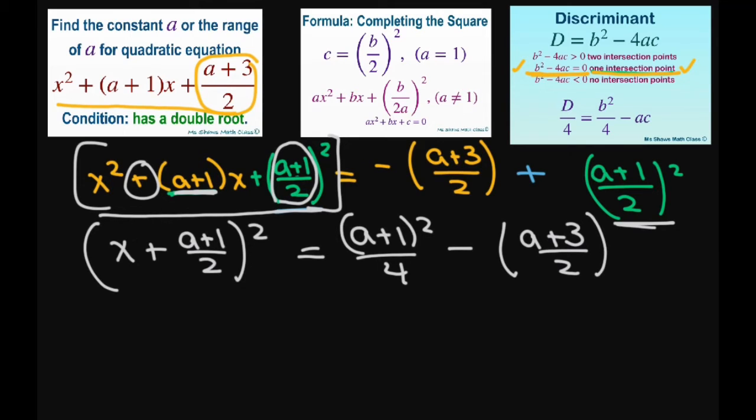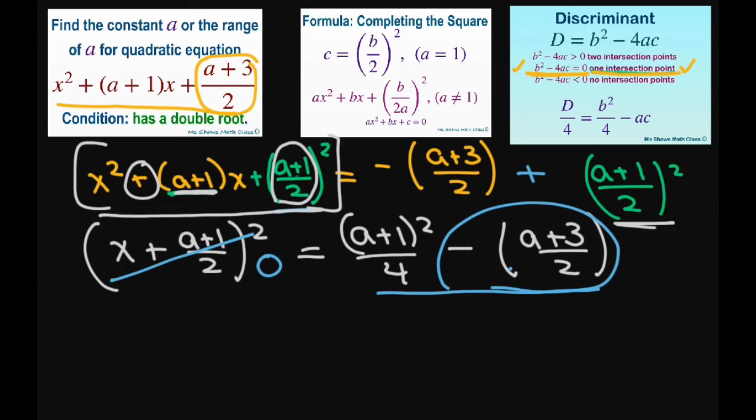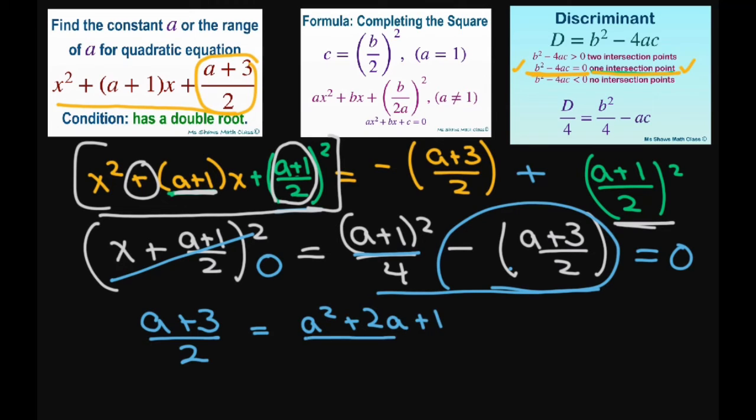Now this part here just equals 0. We set it to 0. And then we also want to set this part to 0. So I'm going to add this part to both sides. So we're going to get (a plus 3) divided by 2. And remember, all this equals 0 because we only want one intersection point. And this equals, I'm going to expand this, a squared plus 2a plus 1 divided by 4.